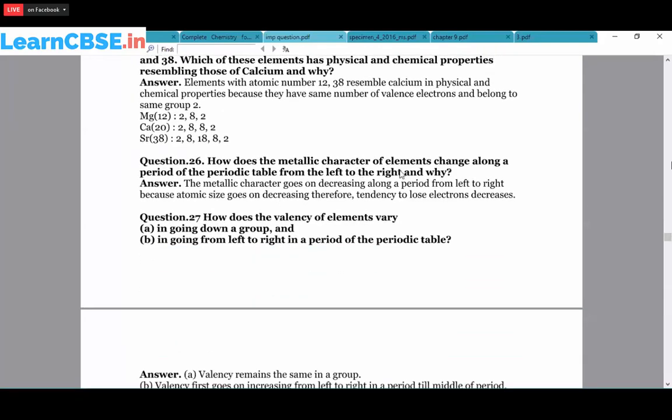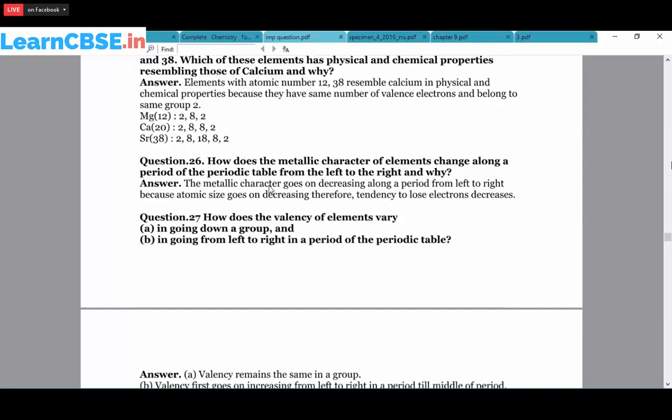How does the metallic character of elements change along a period of the periodic table from left to right, and why? Okay, so the metallic character always decreases along a period when we are moving from left to right in the periodic table. When the atomic number increases, the number of electrons also increases but is added in the same shell. At the same time, the nuclear charge also increases, and when we are moving along the period, there is a more effective nuclear charge.